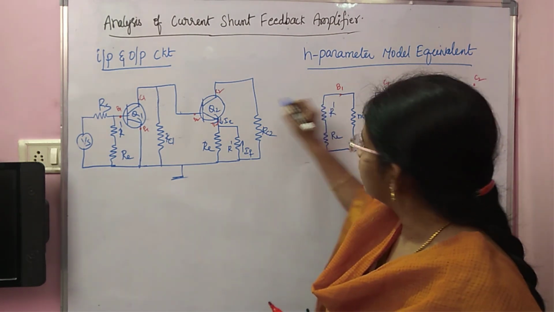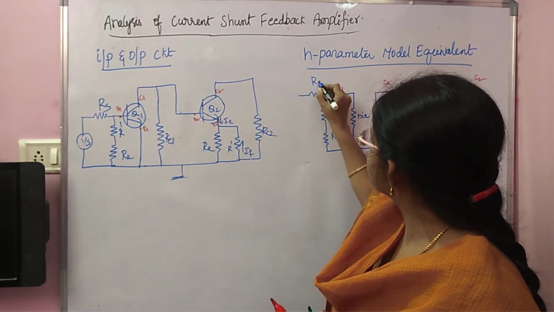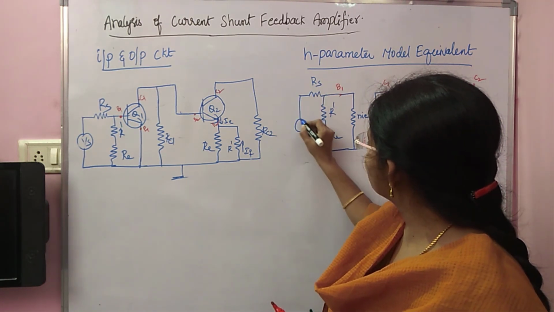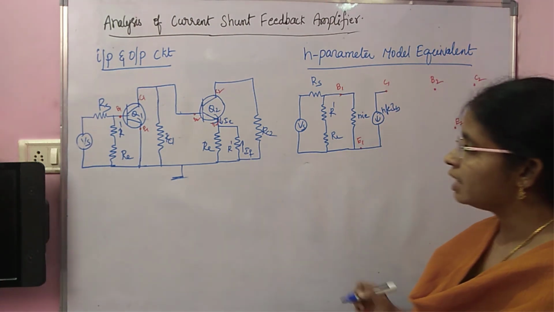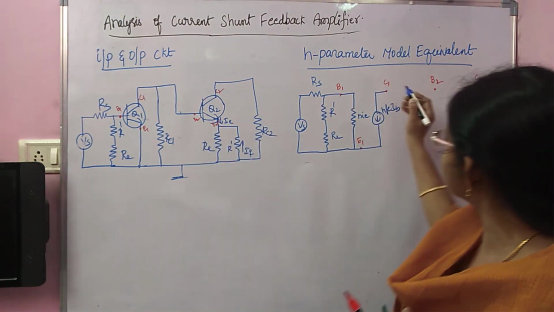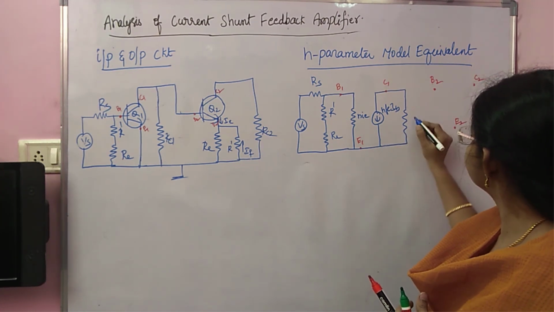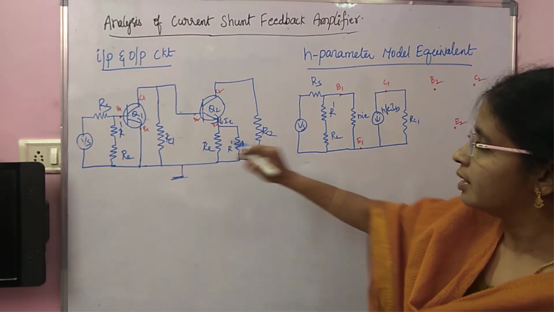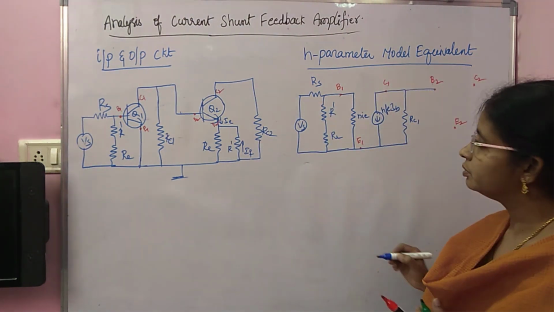Then you have this RS and the voltage source Vs. Now at C1, there is RC1. Then C1 is connected to B2.